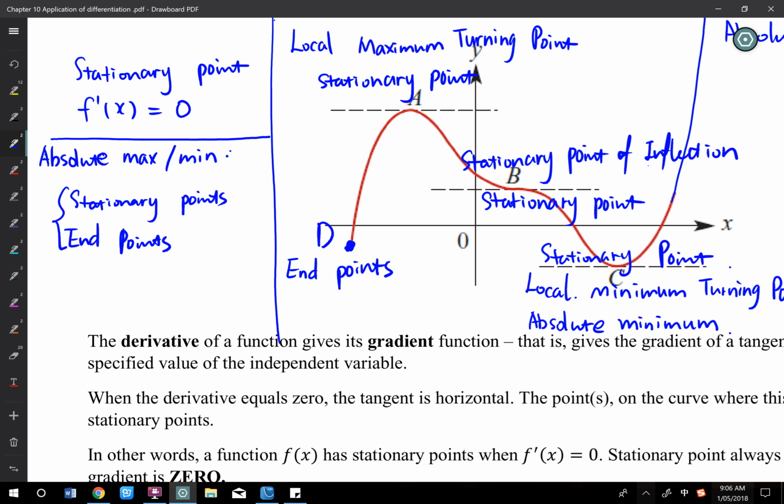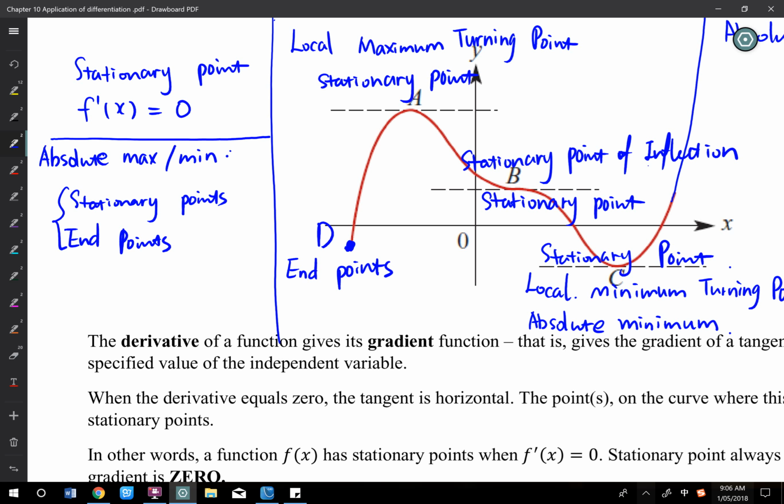So let's say we have 5 points in total now. You compare all the y values. Which y value is the highest one? That's the absolute maximum. And among those 5 points, which y value is the lowest one? That's the absolute minimum. Easy like this. If you just want the absolute max and absolute minimum, all you need to do is find the two endpoints, find all the stationary points, and compare them. You don't need the nature of the stationary points, but you need the y values. 3 stationary points, 2 endpoints.